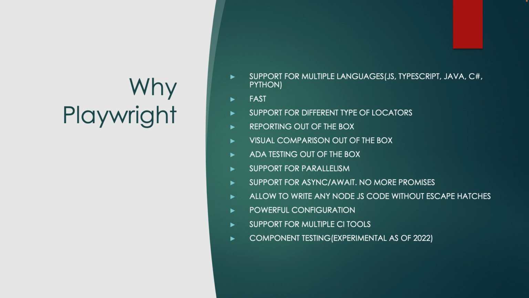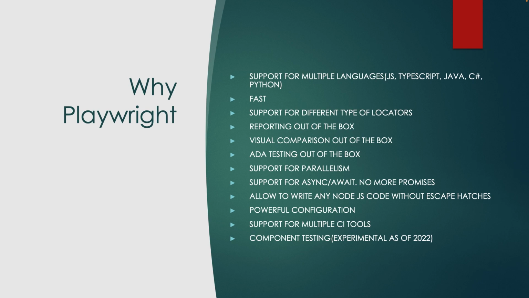Playwright supports multiple languages such as JavaScript, TypeScript, Java, C Sharp, and Python. It's fast. It's faster than any other UI automation tool on the market. It has good support for a variety of locators, which we are going to learn later in this course. It also supports reporting out of the box for JavaScript binding.